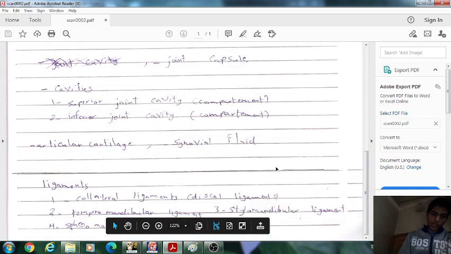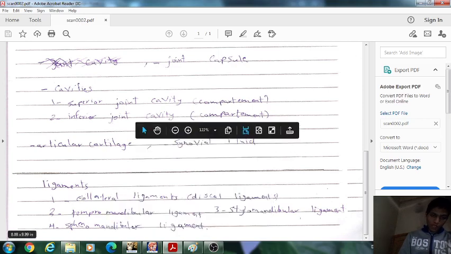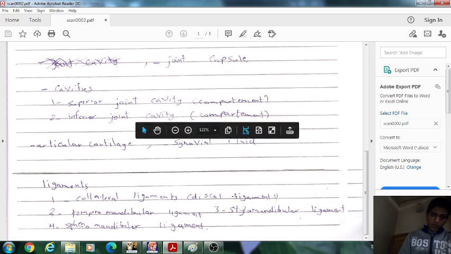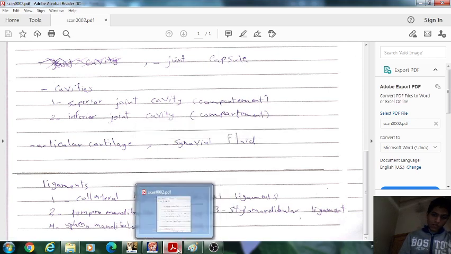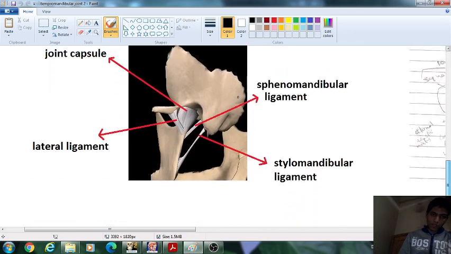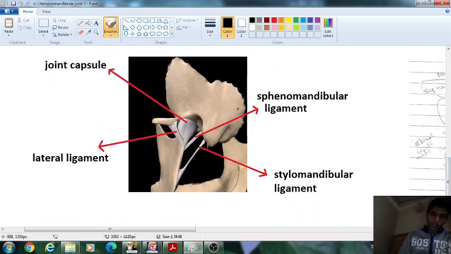Then let's talk about the ligaments. We have the collateral or lateral ligaments. We have the temporomandibular ligament. I think this ligament is responsible for the joint capsule. Then we have the stylomandibular ligament and the sphenomandibular ligament. Let's see them on diagrams and drawings. Like here we have the joint capsule. Of course, this is the temporomandibular ligament. Then we have the lateral ligament, the sphenomandibular ligament, and the stylomandibular ligament. Of course, these ligaments act to support the joint.